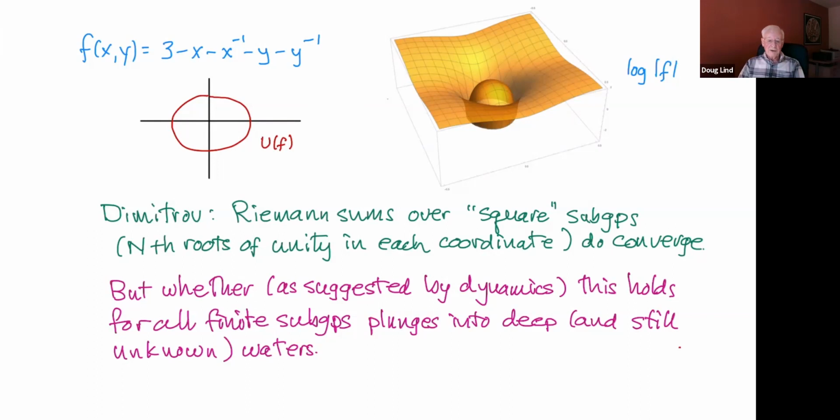Dimitrov can show that if you use square subgroups, in other words, nth roots of unity in each coordinate direction, it does converge. So he has enough diophantine stuff in order to prove that. But the general question about Riemann sums, even in this example, is still wide open.